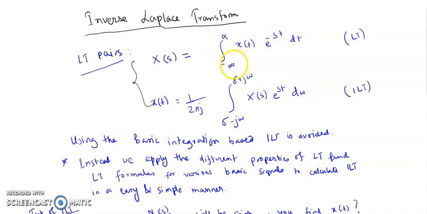So this equation finds the Laplace transform output X(s), and the second equation x(t) is equal to 1 by 2 pi j times the integration from sigma minus j omega to sigma plus j omega of X(s) e to the power st d omega. So this equation finds the inverse Laplace transform output when the Laplace transform function X(s) is given, and this integration is with respect to d omega, and this limit is set as sigma minus j omega to sigma plus j omega.